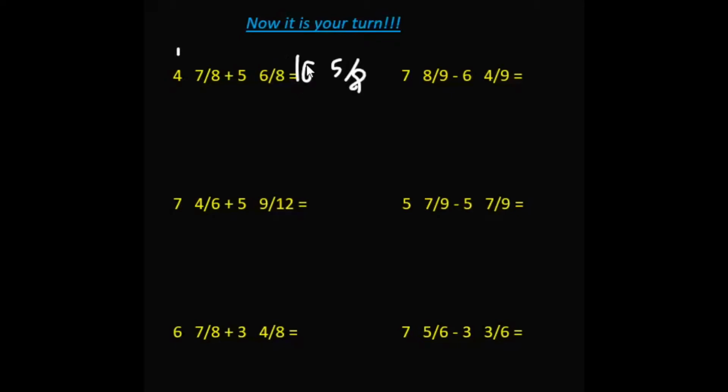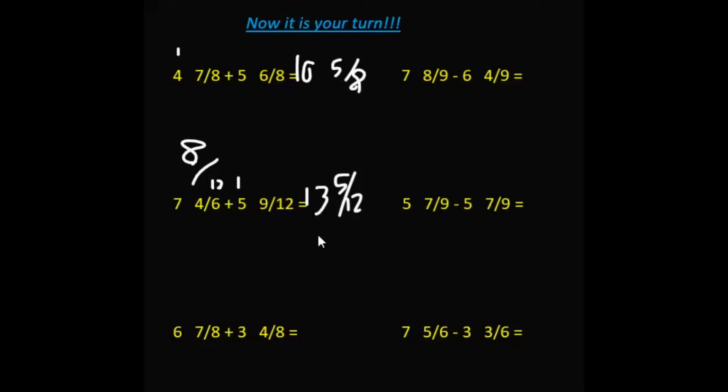10 and 5/8. Then we have 7 and 4/6 plus 5 and 9/12. So we can double 6 to make 12. So then we have to double 4 too to make it 8. So now 8/12 plus 9/12 is 17/12. So we can make it 5/12, and then add 1 to the 5 here. Make it 7 plus 6 now, which is 13.